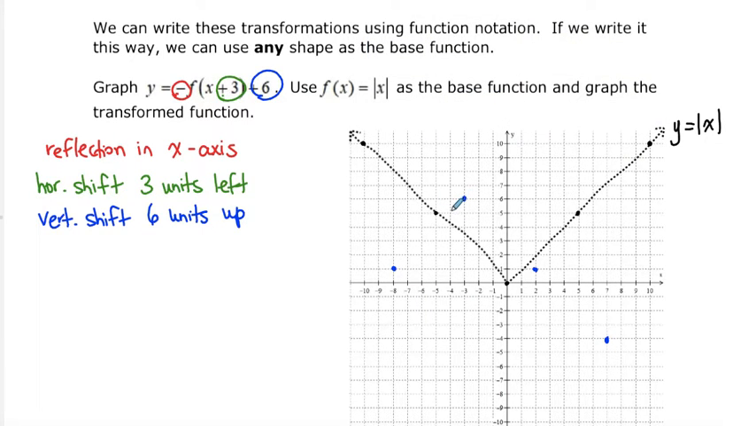So you're going to go ahead and connect those. Put arrows on the end of your line to show that it goes forever in both directions. And this is your new transformed function based on those transformations and our generic function, but we use the absolute value function instead. And if I wanted to write this in function notation, this would be f of x is equal to negative, and then my function is the absolute value, so x plus 3, close my absolute value, plus 6.